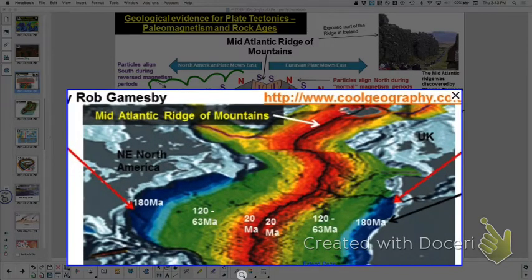Okay, when we look at this picture, this dark line right in the middle, okay, that's where you have delineation on either side. These are 20 million years old, but these are what? 120 to 63 million years old. So they're older. The newest one would be coming right out of here, right? Does that make sense? Okay, perfecto.